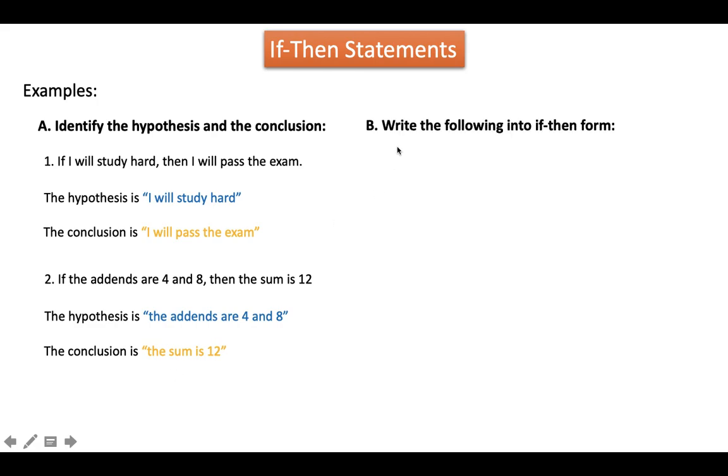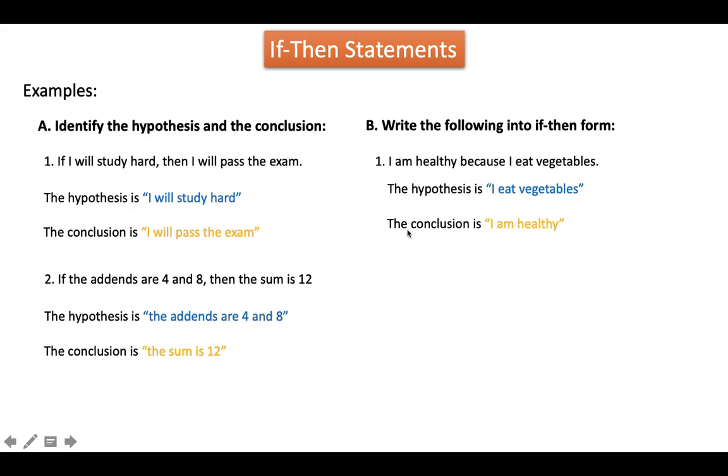Okay, so we're going to write the following into if-then form. In this statement, it doesn't have if-then. So how are we going to write this in if-then form? We need to identify first which one is the hypothesis and which part is the conclusion. In this case, our hypothesis is I eat vegetables. Then the conclusion is I am healthy.